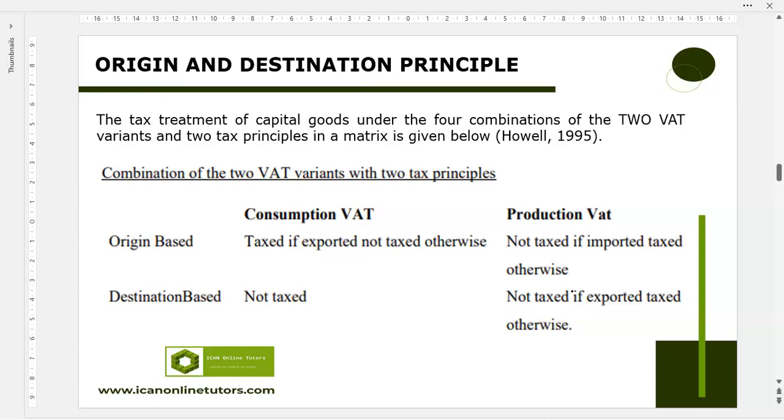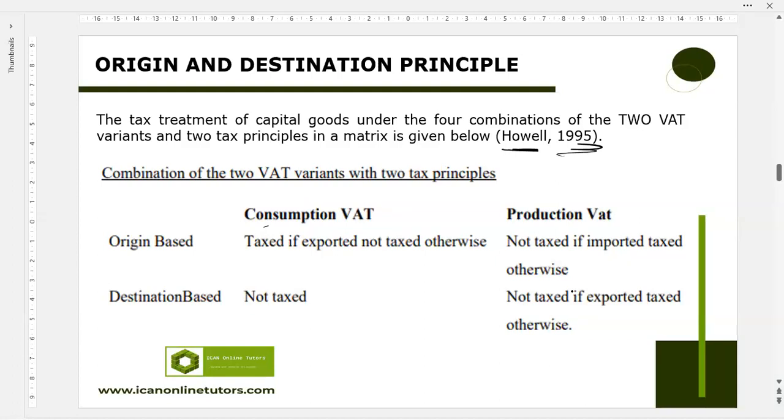So now let's merge the origin and destination principle with the two variants of value-added tax. The tax treatment of capital goods under the four combinations of two variants and two tax principles is a matrix given by Owell in 1995. Okay.